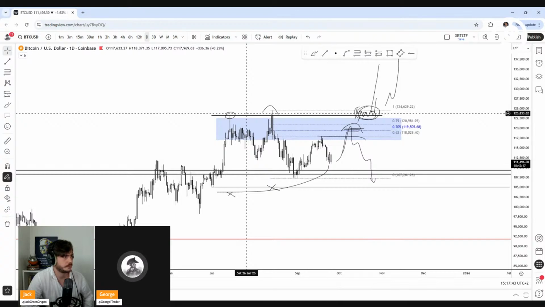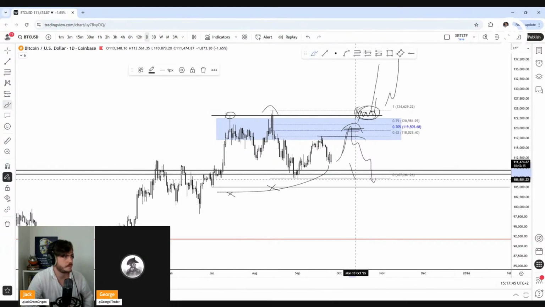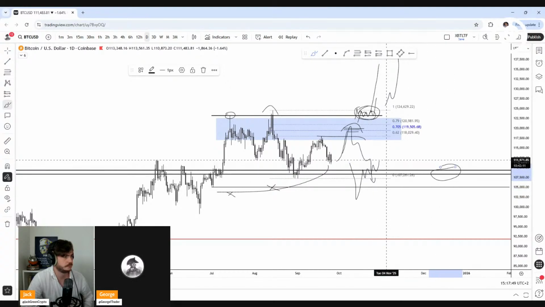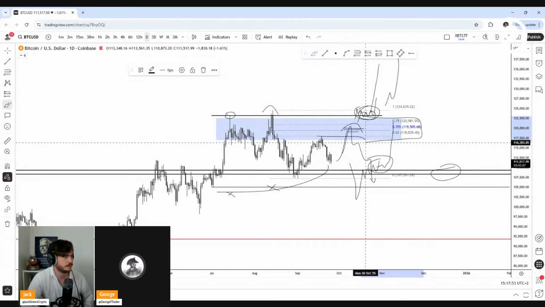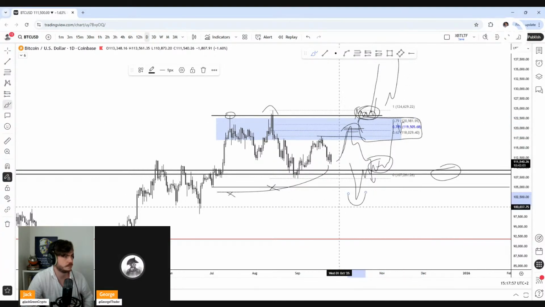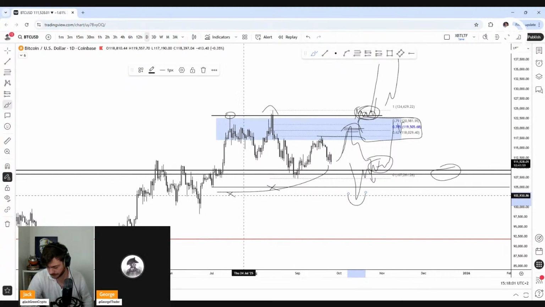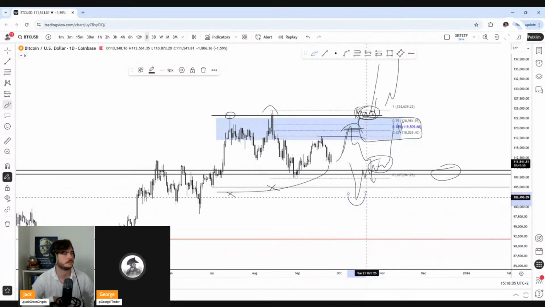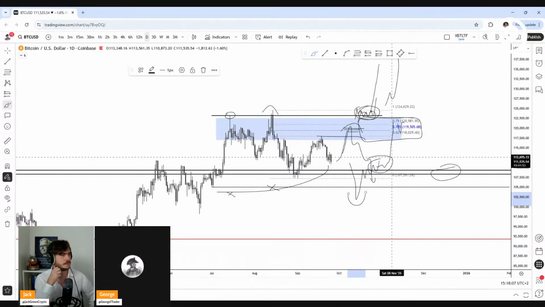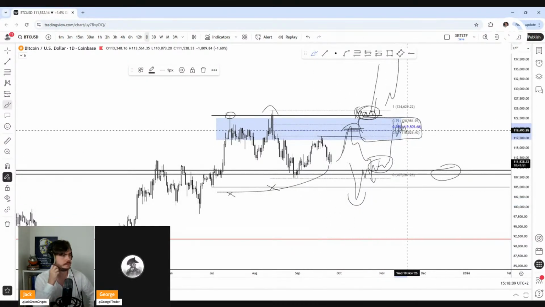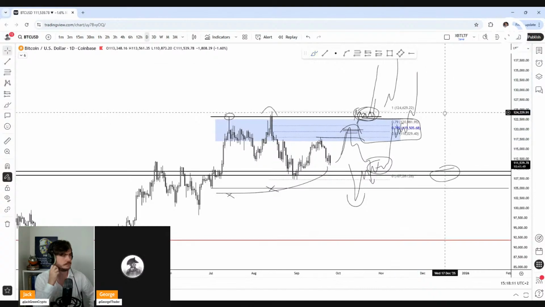Where would I flip long? As I said, if we sweep these lows and get an aggressive bounce and reclaim these levels, that would be my level to look for longs, targeting first, again, the supply area. But then at that point, if we have swept those monthly lows to the downside, I think the higher time frames would look a lot cleaner. And at that point, it would have a higher probability that we break above here and actually go for all-time highs.